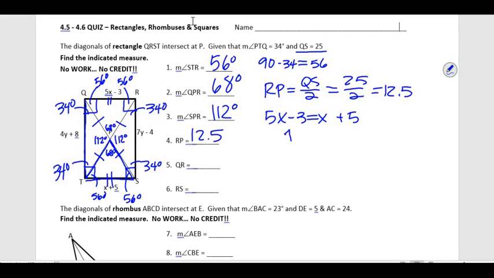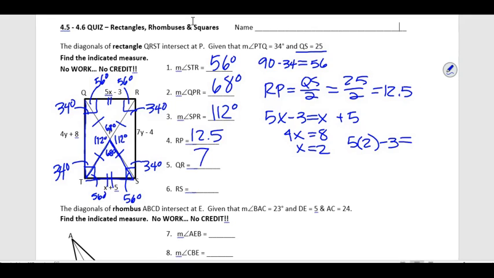Subtract x from both sides. That gives us 4x equals 8. Add the 3 to both sides. X equals 2. Got to plug that back into our equation for QR. So that's going to be 5 times 2 minus 3. So that's 7.